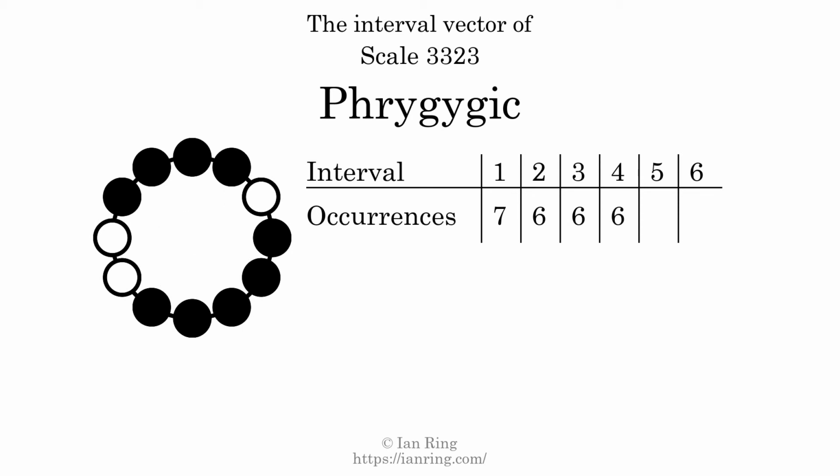There are 6 intervals with the size of 4 semitones. They are here, here, here, here, here, and here. There are 7 intervals with the size of 5 semitones. They are here, here, here, here, here, here, and here. There are 4 intervals with the size of 6 semitones. They are here, here, here, and here. Each interval does not appear in this scale a unique number of times, so this is not a deep scale.